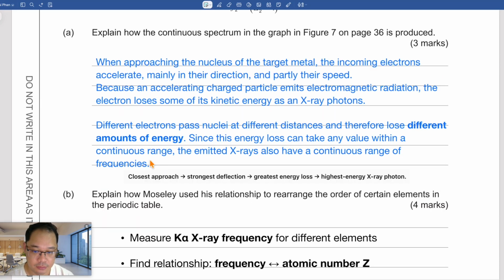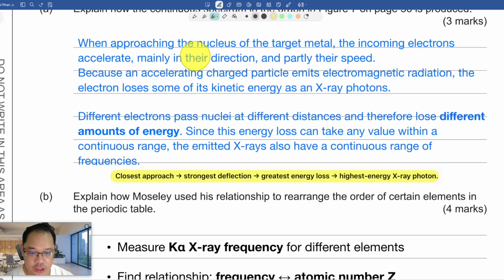The amount of energy that an electron loses when approaching a nucleus depends on the distance between that electron and the nucleus. The closer the distance, the greater the amount of energy lost by the electron, because closer distance means that the interaction, the pull of the protons in the nucleus on the incident electron, is stronger. Therefore, it will accelerate and change the direction of the electron's motion.